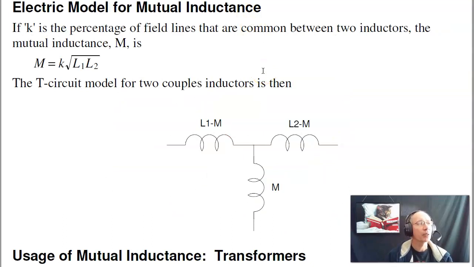To model mutual inductance, you take the two inductors L1 and L2, and the mutual inductance is that K factor times the square root of the product of the two. This would be the model that you use for mutual inductance between two inductors.